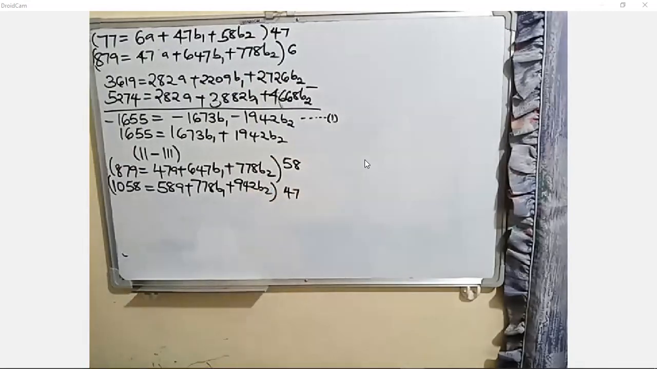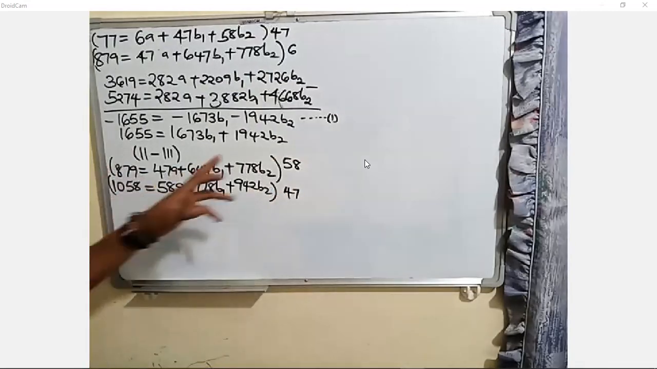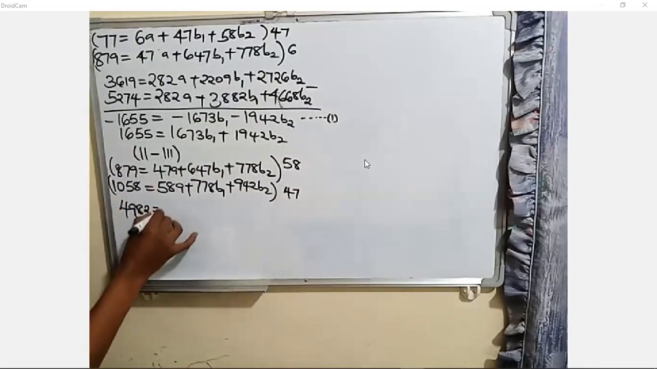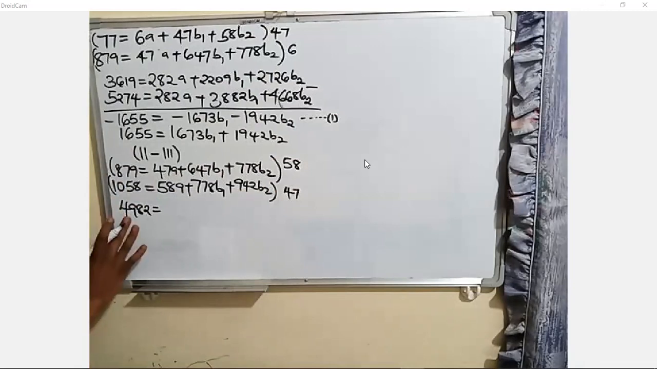Let us open our brackets. So 879 times 58. How much are we getting? 50982. Thank you. Is equal to?